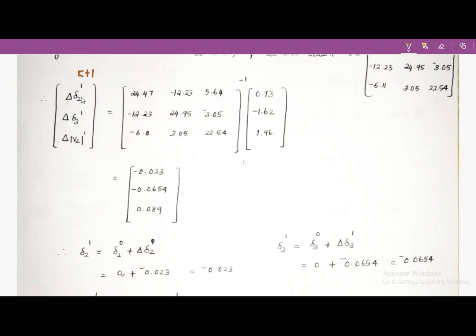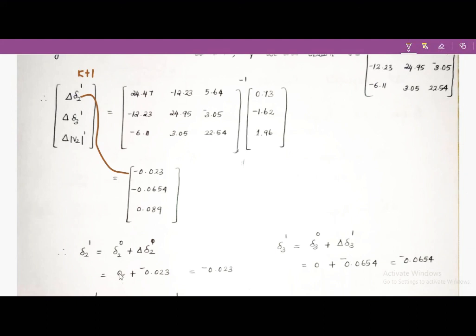This indicates delta 2 is equal to 0 point something, and delta 3 is this. Okay, what is this? This is not actually delta, it is delta, that means change in angle. So what is the new angle? New angle will be equal to previous angle. That is, new angle means delta 2 raised to 1 is equal to previous angle means delta 2 raised to 0 plus this change.